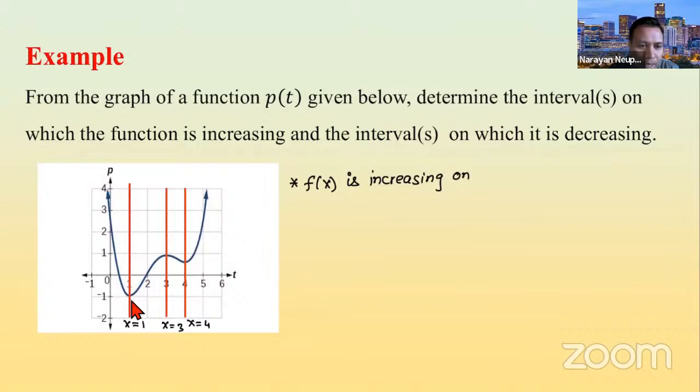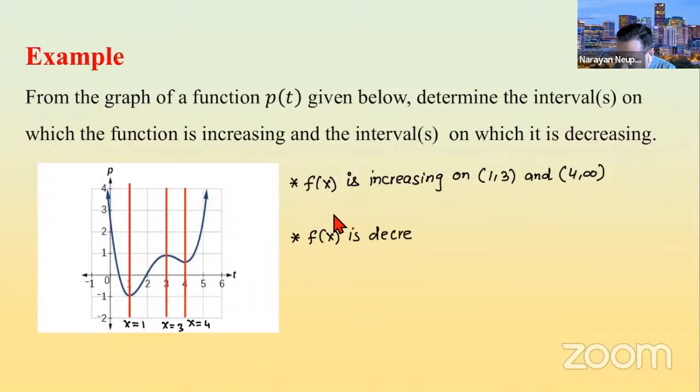So where it is increasing, you can see it is going up from here up to here. That is on the interval from 1 up to 3. And also it is going up here from 4, and there is an arrow on the top. That means from 4 all the way up to infinity. From 4 up to infinity. So it's increasing there.